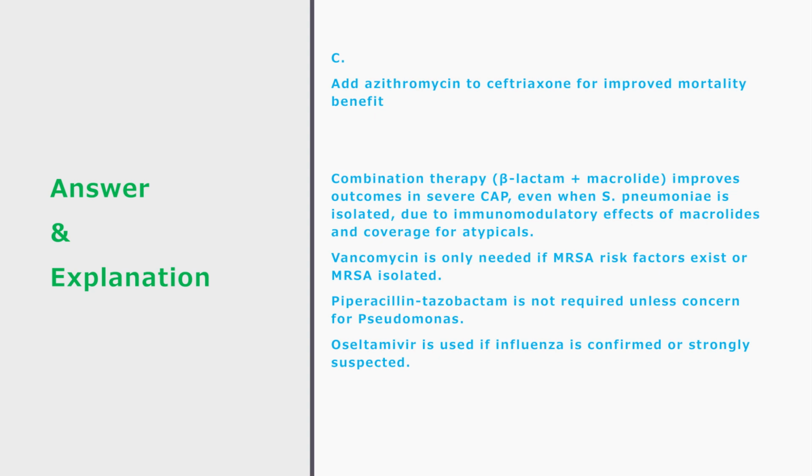Explanation. Combination therapy, beta-lactam plus macrolide, improves outcomes in severe community-acquired pneumonia, even when Streptococcus pneumoniae is isolated, due to immunomodulatory effects of macrolides and coverage for atypicals. Vancomycin is only needed if MRSA risk factors exist or MRSA is isolated. Piperacillin-tazobactam is not required unless there is concern for Pseudomonas. Oseltamivir is used if influenza is confirmed or strongly suspected.